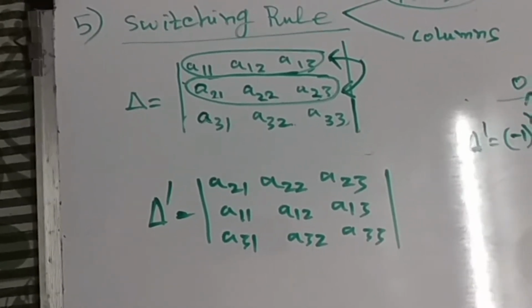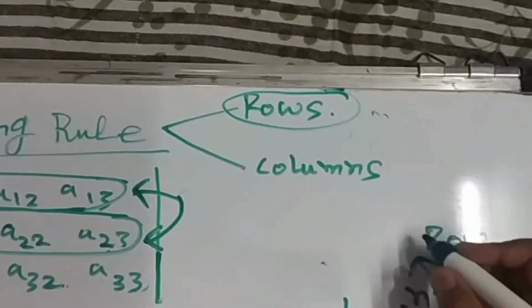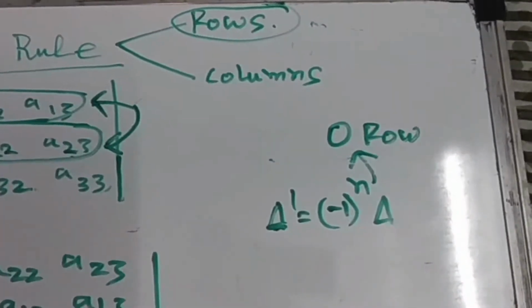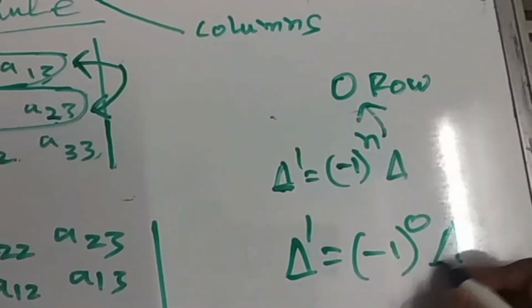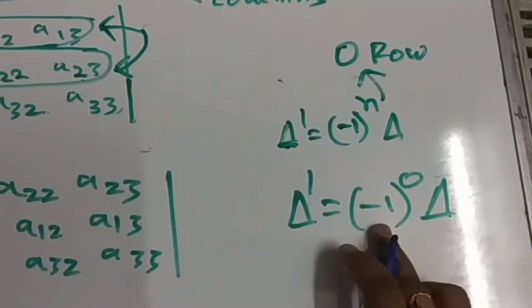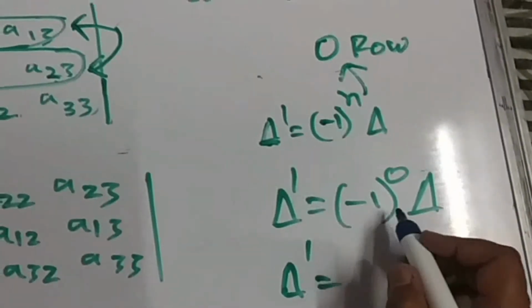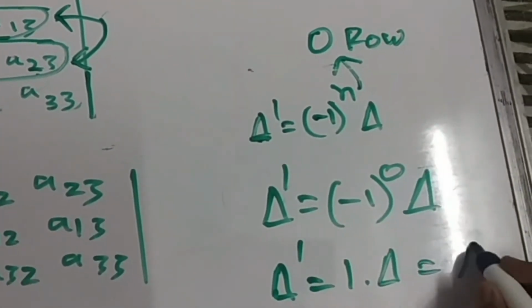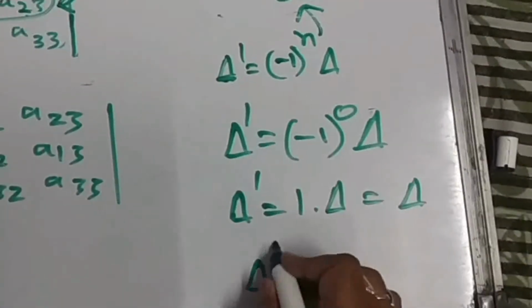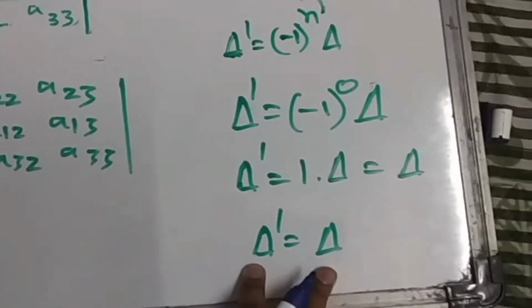Now in this case, what is happening to the sign of the determinant? It has jumped over zero rows. So n equal to 0. So del dash will be minus 1 to the power 0 into del. Whatever number is raised to the power 0, the value will be 1 only. 1 into del, so that is del only. So del dash will be del. Here the value is the same, and the sign is also the same.